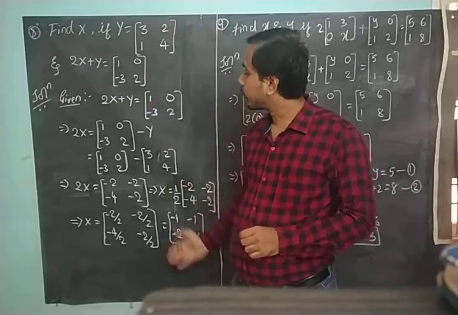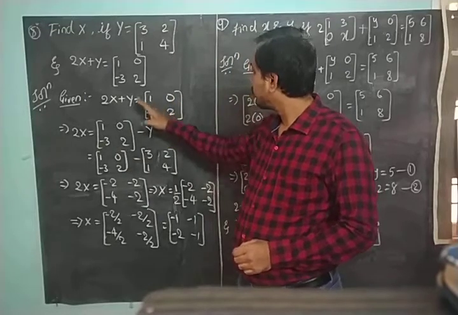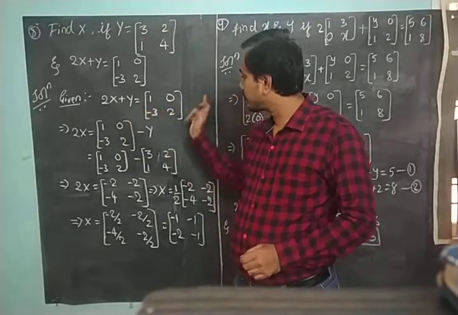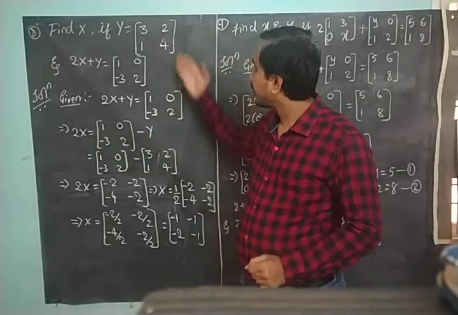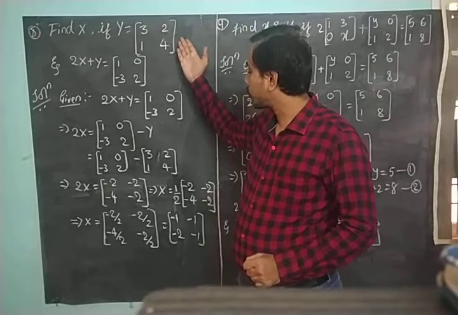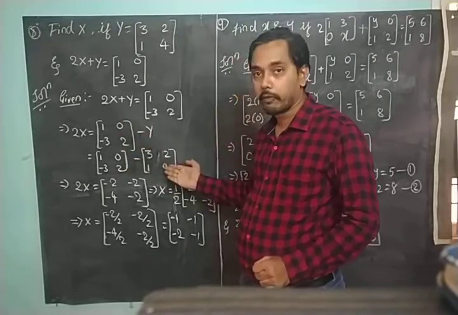So from this what can I write? 2x is 1, 0, minus 3, 2 minus y. Shift this y to the other side. What happens? Minus y. 2x will be equal to this value. Y is also given, y is known to us. So substitute the value of y here. Keep this as it is.